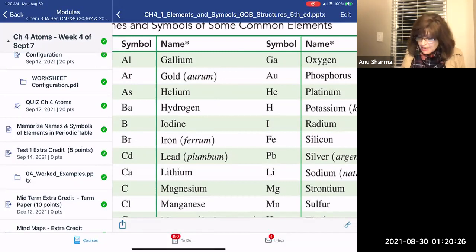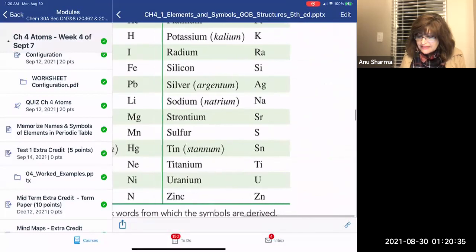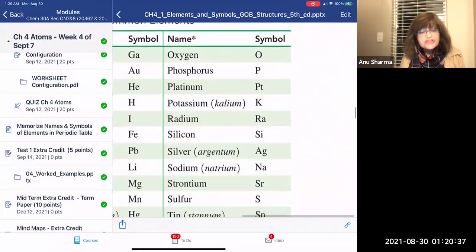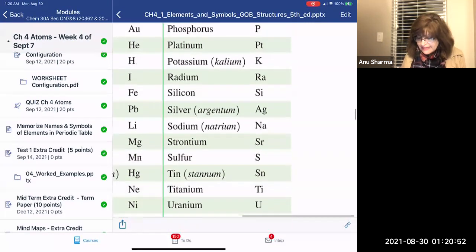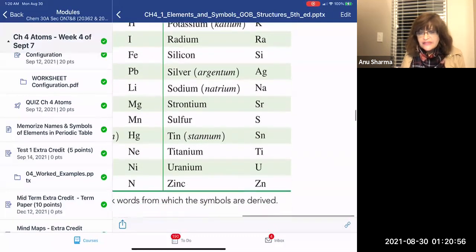Helium is He, hydrogen is H, iodine is I, iron is Fe, lead is Pb, lithium is Li, magnesium is Mg, manganese is Mn, mercury is Hg, neon is Ne, nickel is Ni, and nitrogen is N. Next comes oxygen is O, phosphorus is P, platinum is Pt, potassium is K, radium is Ra, silicon is Si, silver is Ag, sodium is Na, then strontium is Sr, sulfur is S, tin is Sn, and titanium is Ti, uranium is U, and zinc is Zn.